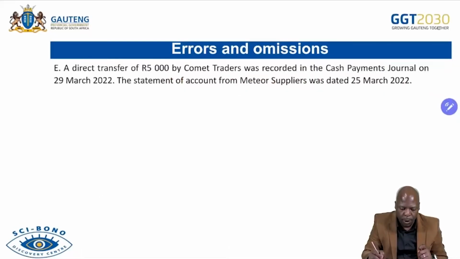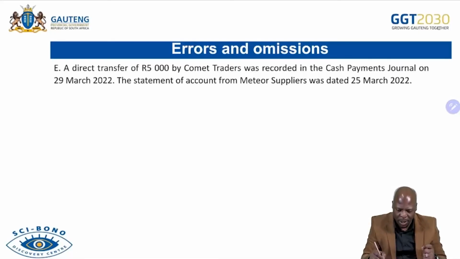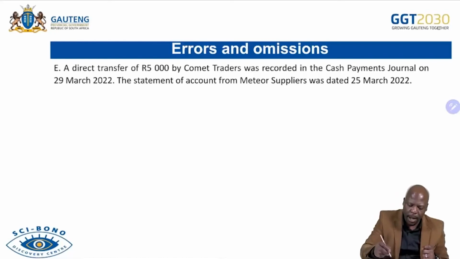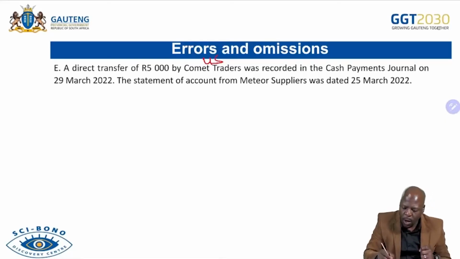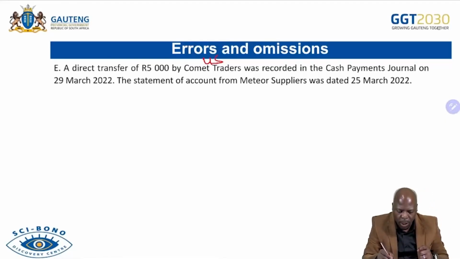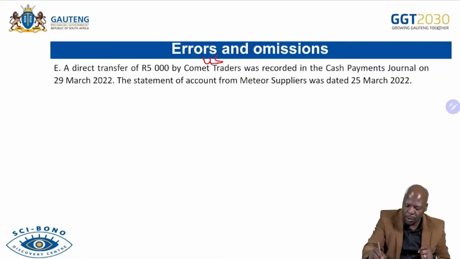All right, let's go to the next one, which is E now. E, which I think is the last error. It says a direct transfer. This has to do with a payment now. A direct transfer of 5,000 by Comet Traders was recorded in the CPJ on the 29th of March. It's a direct transfer by us, recorded in the CPJ on 29 March. The statement of account shows dates until the 25th of March. So their dates get to the 25th. But we made a payment on the 29th.